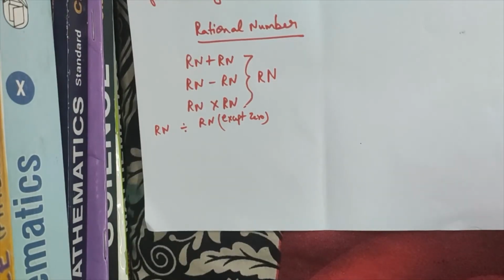Okay, a quick revision of the concept. We have studied that a rational number plus a rational number will be a rational number. A rational number minus a rational number will be a rational number. A rational number multiplied by a rational number will be a rational number. A rational number divided by a rational number, except 0, will be a rational number.